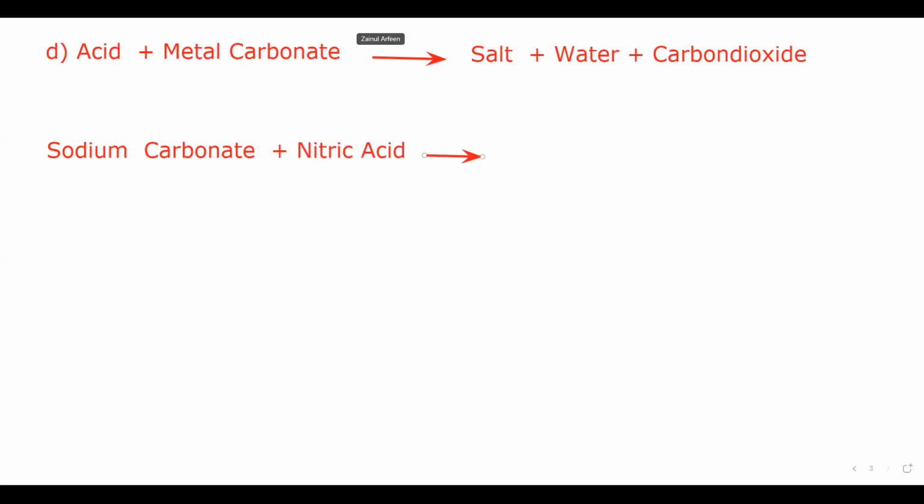Now what will be the result when metal carbonate is mixed with acid? This will produce salt. So what salt will be there? It will produce sodium nitrate. It will produce water, and it will produce carbon dioxide. So we can write, because this is a word equation, that's why we are not writing the symbols.